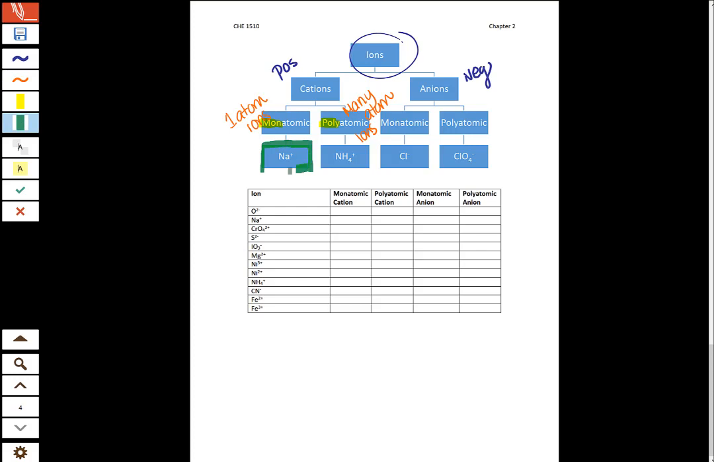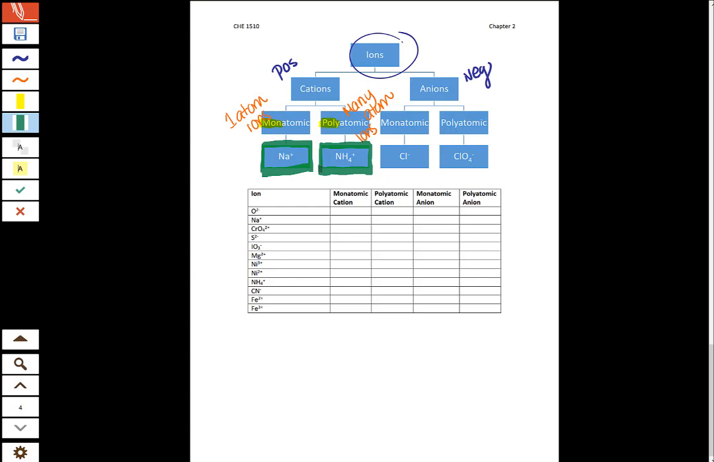So let's look at some examples. Monatomic cation. Here we are, Na+. Plus means it's a cation. There's only one type of atom in there, and it's a sodium. So it's a monatomic. Whereas if we look at NH4 plus, still plus, so still a cation, now we have nitrogen and we have hydrogen. And so we have more than one atom in our ion. And so this would be a polyatomic ion.